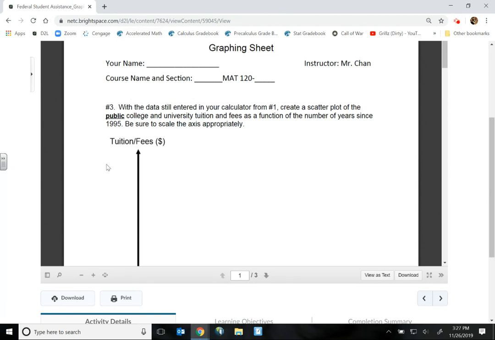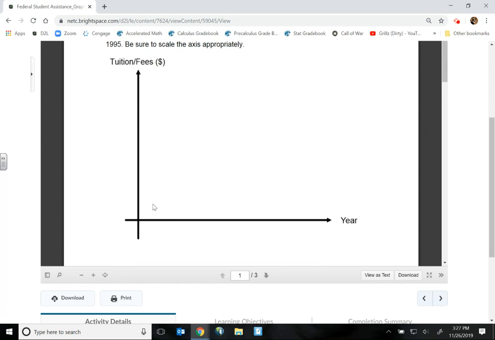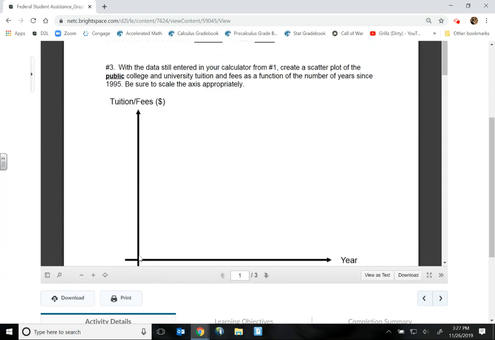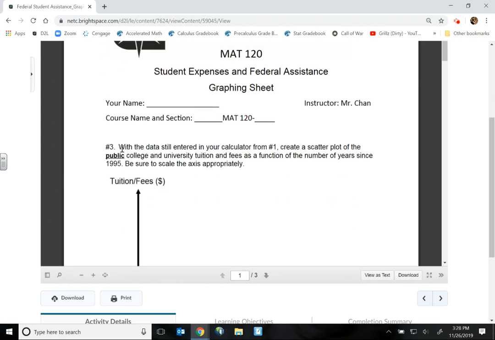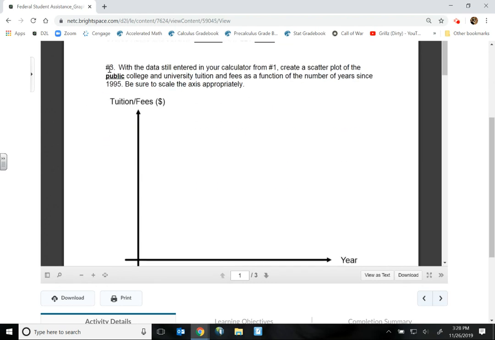From the project, referring to sheet number 3, where the data are still entered on your graphing calculator, create a scatter plot of the public college university tuition and fees as a function of the number of years since 1995. I need you to scale the x-axis, which is the years, and the y-axis, which represents your tuition fees. Do the best you can to scale it, and then copy what you draw from your graphing calculator.